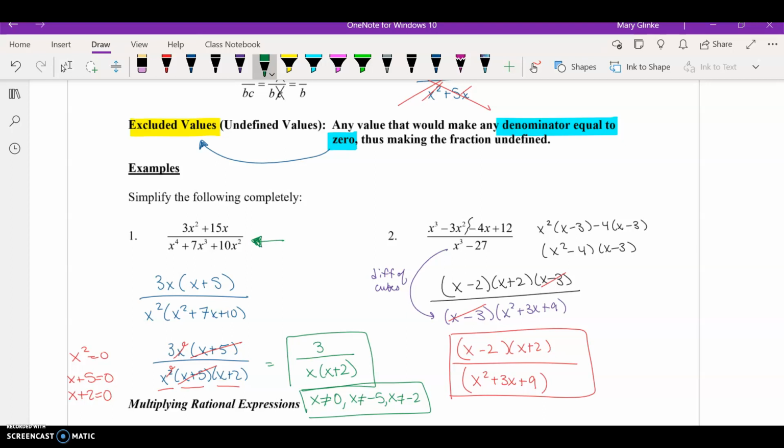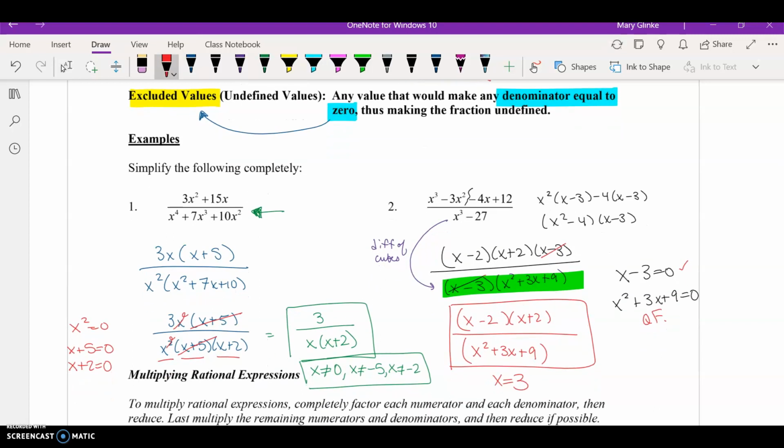Looking at this next one, we are going to take our denominator and set it equal to 0. So we get x minus 3 equals 0, and x squared plus 3x plus 9 equals 0. Our excluded values are going to be x equals 3 from the first equation. For the next one, you'd have to do your quadratic formula, and you would get some imaginary answers. So we're not going to deal with those. We're only going to deal with the real excluded values. So x cannot equal 3.